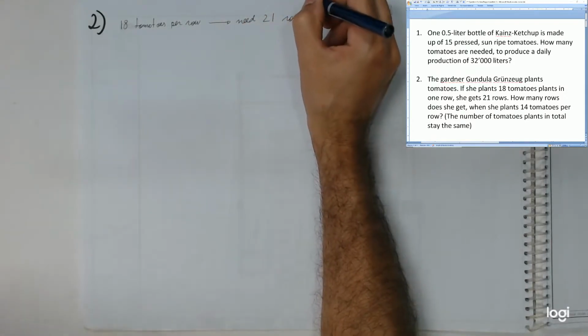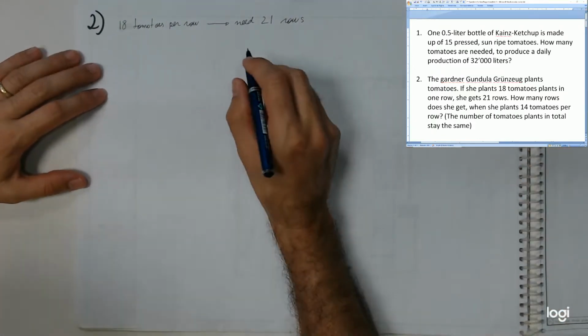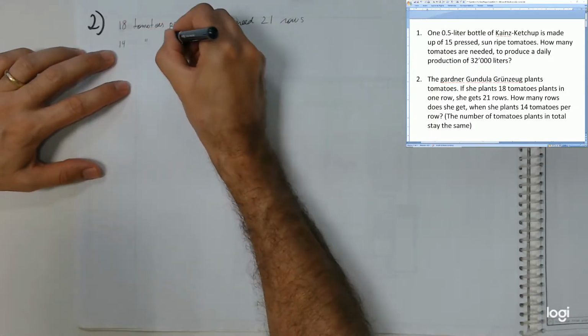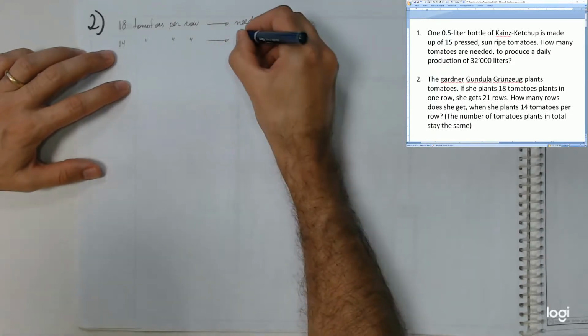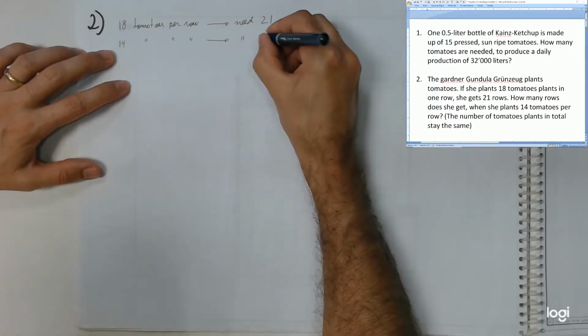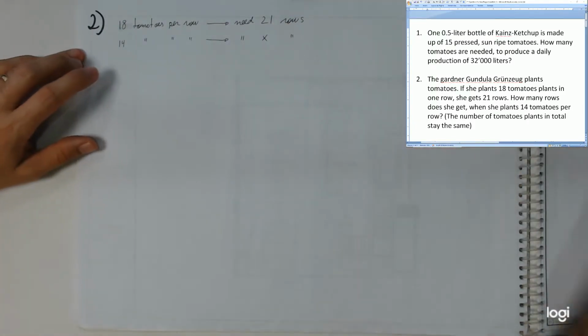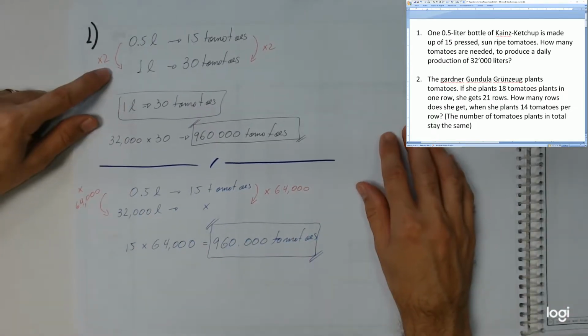Okay? Now, what happens if, instead of placing 18 tomatoes, she just puts 14 tomatoes per row? She's going to need now X rows. And something there is very important. This problem you are not going to solve as you solve this one.